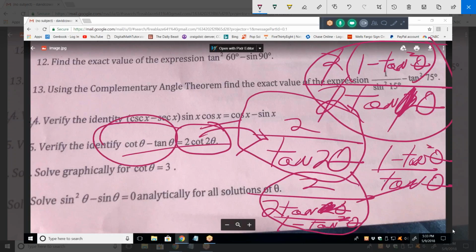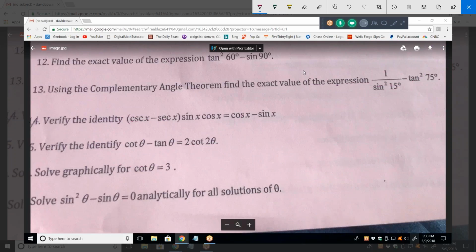Well, these can be a little tricky. Let me erase everything here. Let's start with the right side only. All right. Okay. And there's nothing illegal or improper about doing the right side. So that's 2 over tan of 2 theta, correct? 2 over tangent, yeah. Those two are equal.